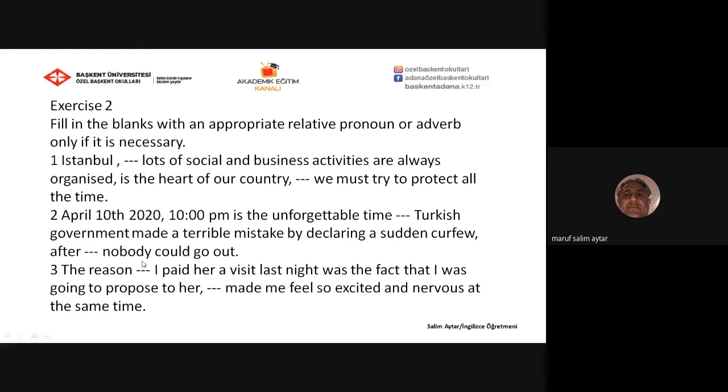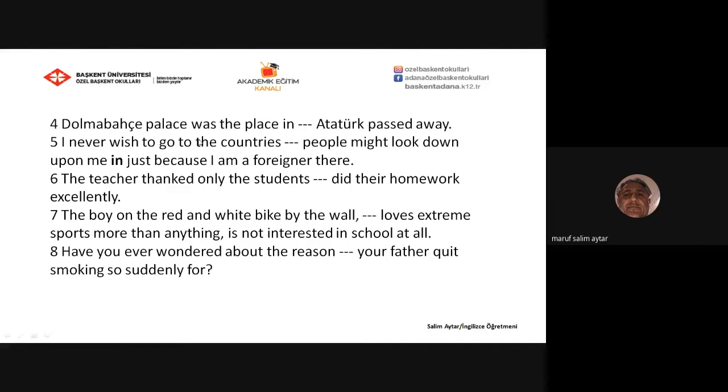The reason, is it necessary to put a relative pronoun or adverb here? The reason I paid her a visit last night was the fact that I was going to propose to her. I was going to propose to her. So the relative pronoun here might refer to this sentence as a whole, huh? Dolmabahçe Palace was the place, yes, formal relative clause. Atatürk passed away, died, okay?